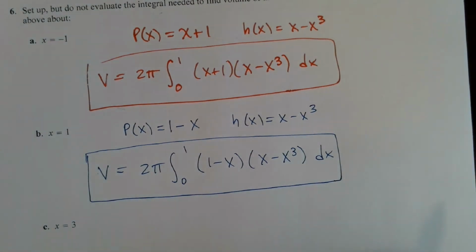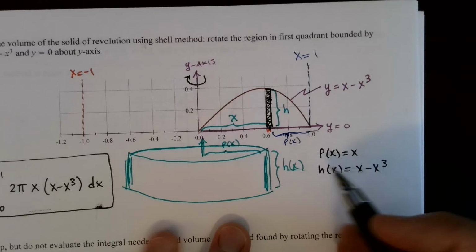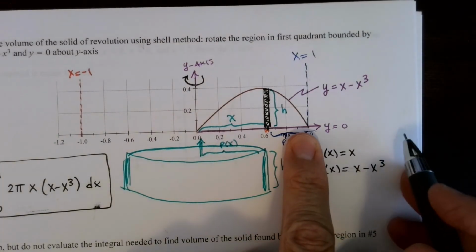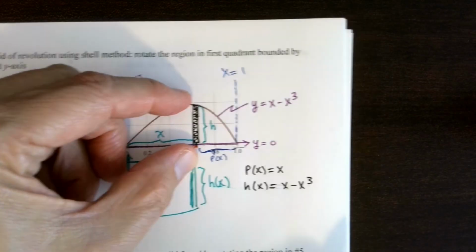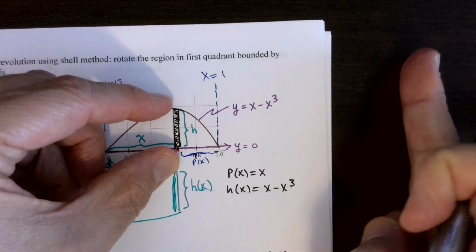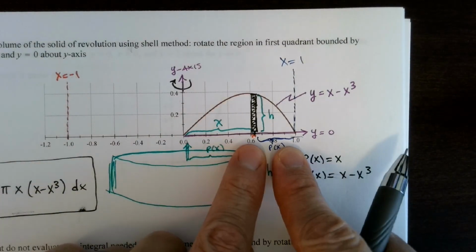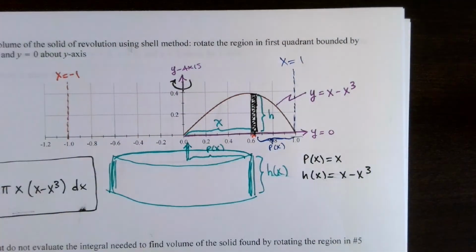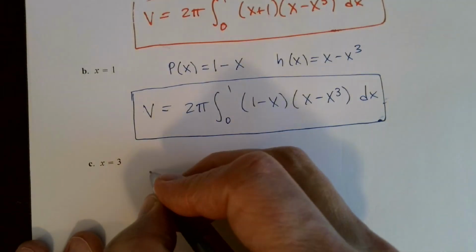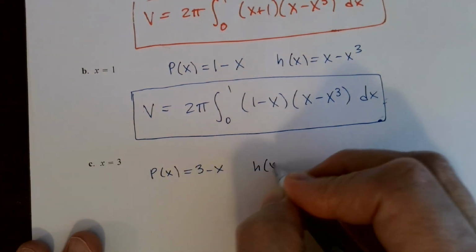The last one we'll look at is about the line x equals 3. It would be off the page here, because here's x equals 1, x equals 2, x equals 3 is way over here. But again, I'm going to rotate this same thing about that, and I'm going to get a big long shell this way. Since p of x was 1 take away x, this one will be 3 take away x. So our p of x here is 3 take away x, and our h of x is still the same.